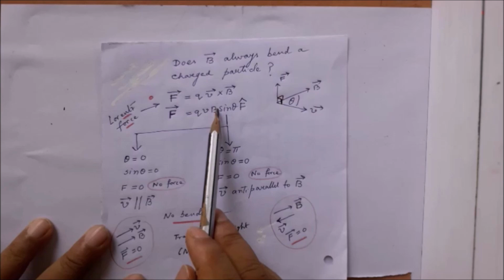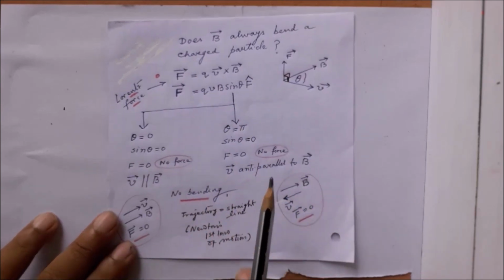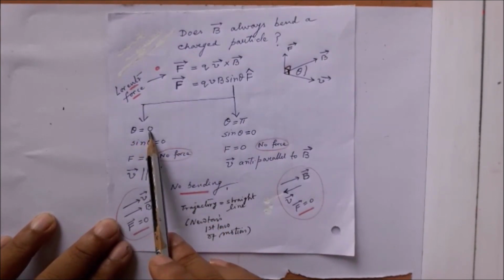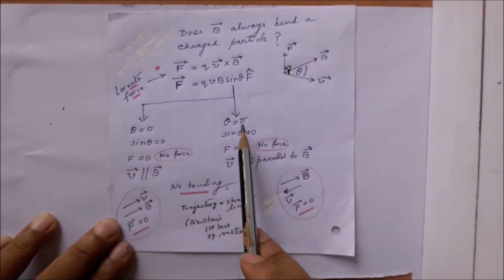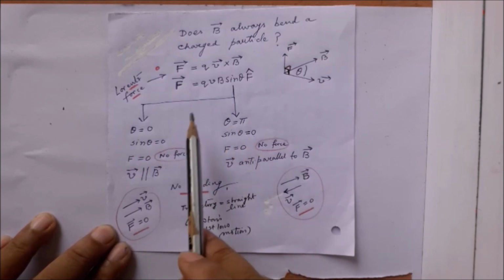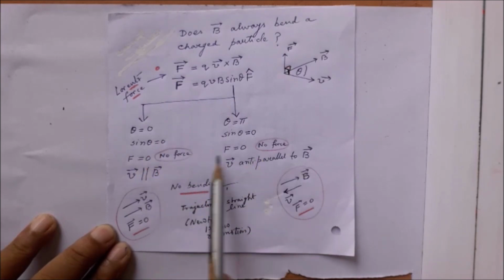And if we write down the cross product, we have this thing. Now two cases can be thought of. One is theta equal to 0, for which sin theta is 0. Another is theta equal to pi, for which again sin theta is 0. Now if sin theta is 0, then this means that force is 0 in both the cases.